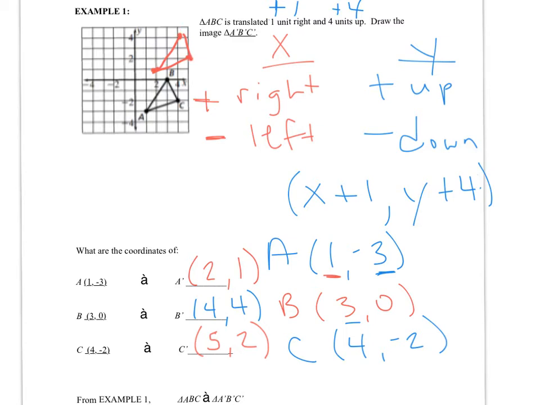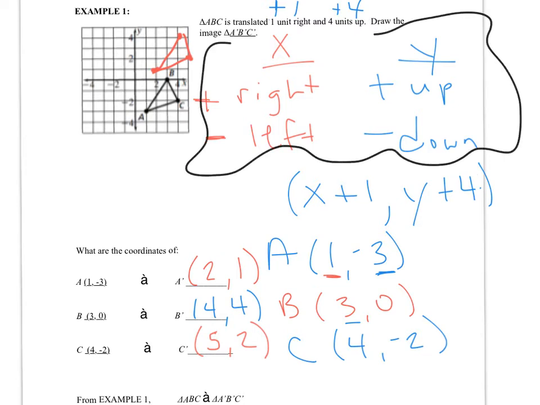All right? So right here, it's very important that you remember that going right to left is for X and going up or down is with Y. Okay? Up being adding, down being subtraction. Right being plus, left being subtraction. All right? So make sure you have that graphed.